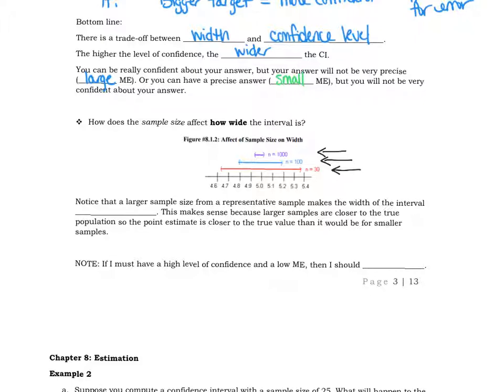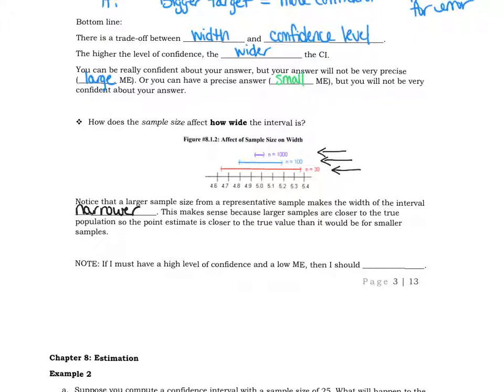And so therefore I should have more accurate results, which would mean a smaller interval, okay? Less error, if you will, a smaller interval. All right, so the larger sample size from a representative sample makes the width of the interval narrower, or smaller. Larger samples are closer to the true population. So the estimate, whether that's a mean or your proportion, is closer to the true value than it would be for small samples, okay?